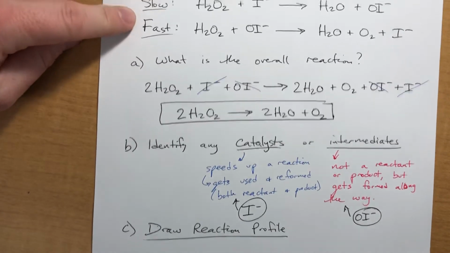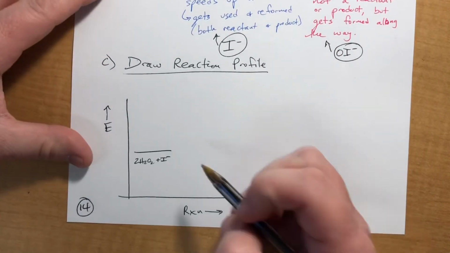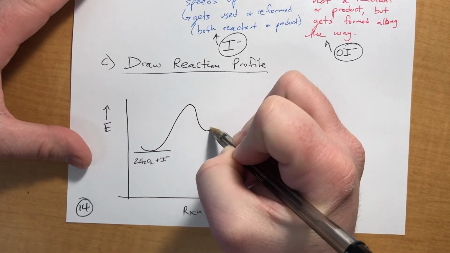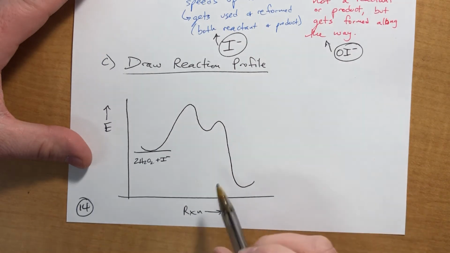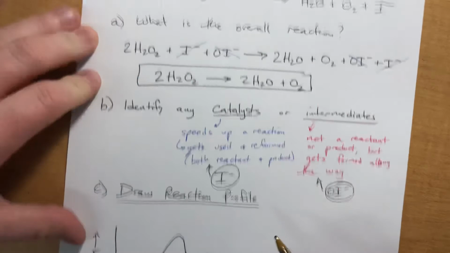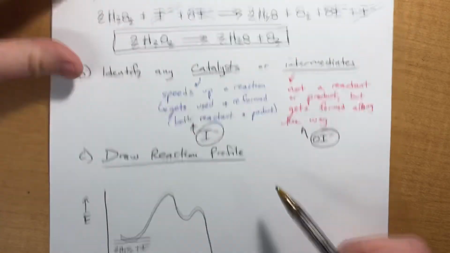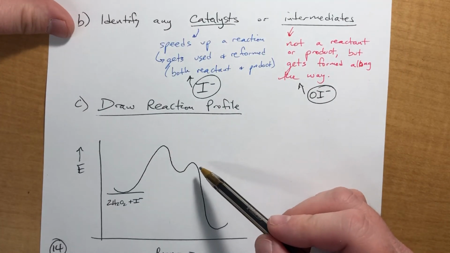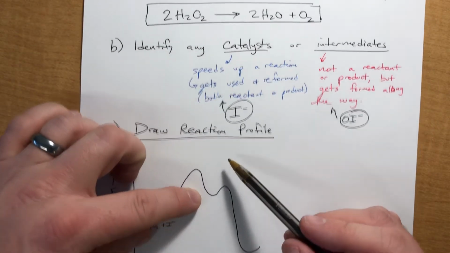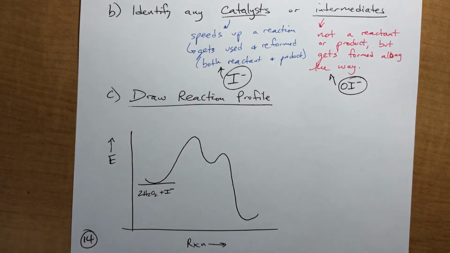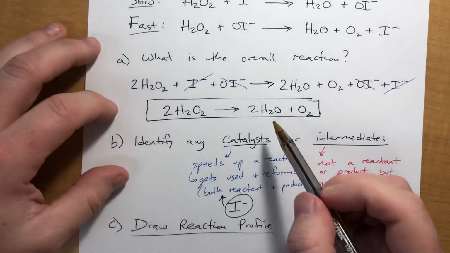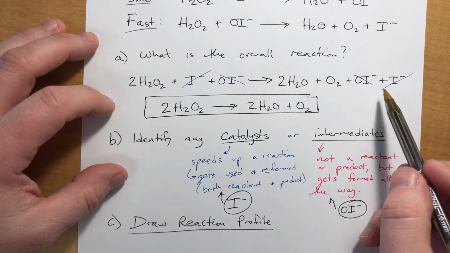Our first step is the slow step, so that's going to be the taller of the two peaks. And then we have to have a second peak. And then our products are going to be lower than our reactants because it's exothermic. So slow step, then fast step, which is why we have a tall peak followed by a lower peak. If these were switched, these would switch. The products here are 2H2O and an O2, and we also get the I minus back.